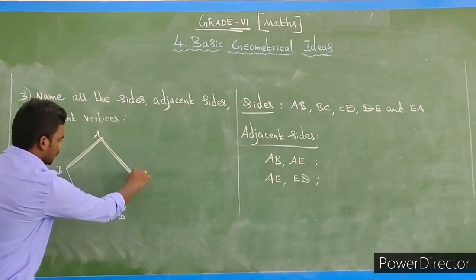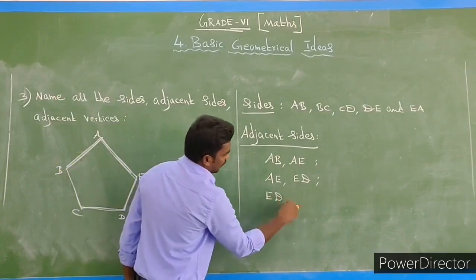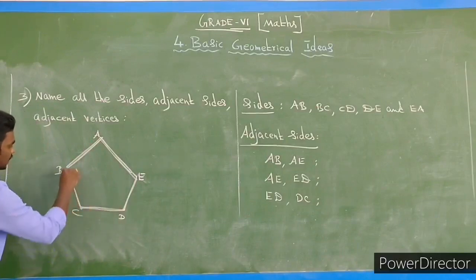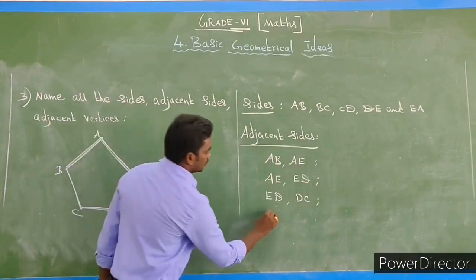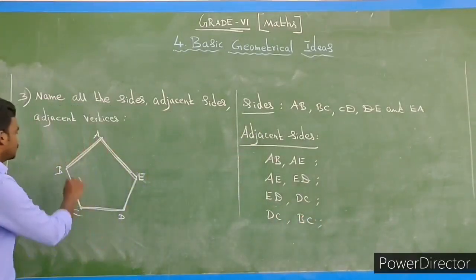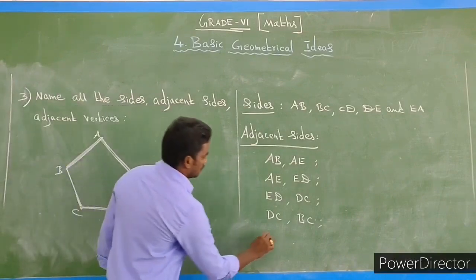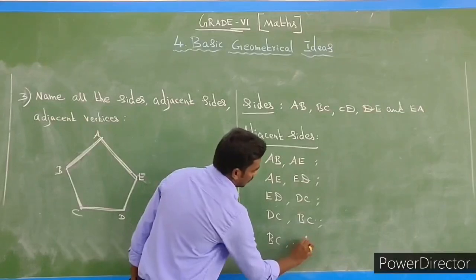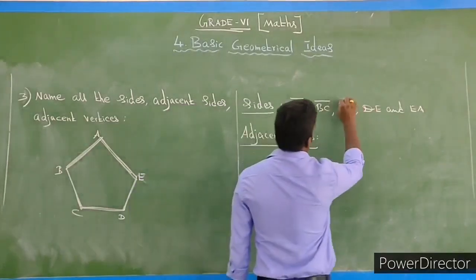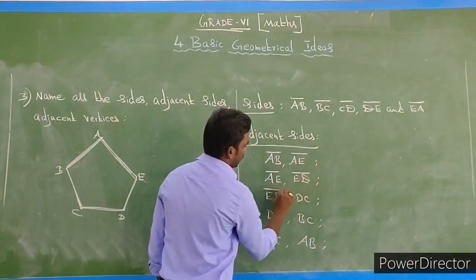Next adjacent sides, ED and DC. Next one is DC and BC. So any other adjacent sides? BC and what is that? AB. BC and AB. So these are the adjacent sides. First, five sides are given because of the pentagon. Next we want to find the pair of adjacent sides.